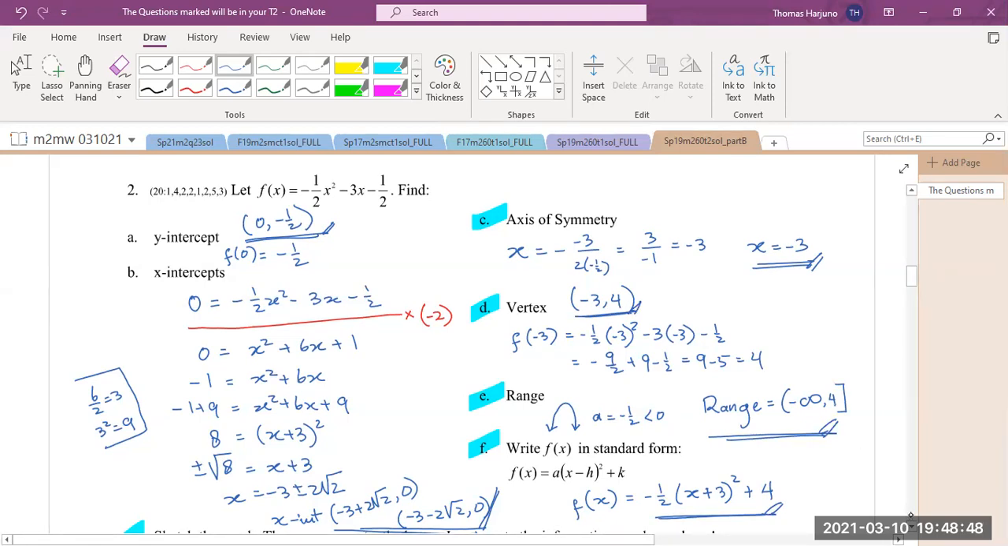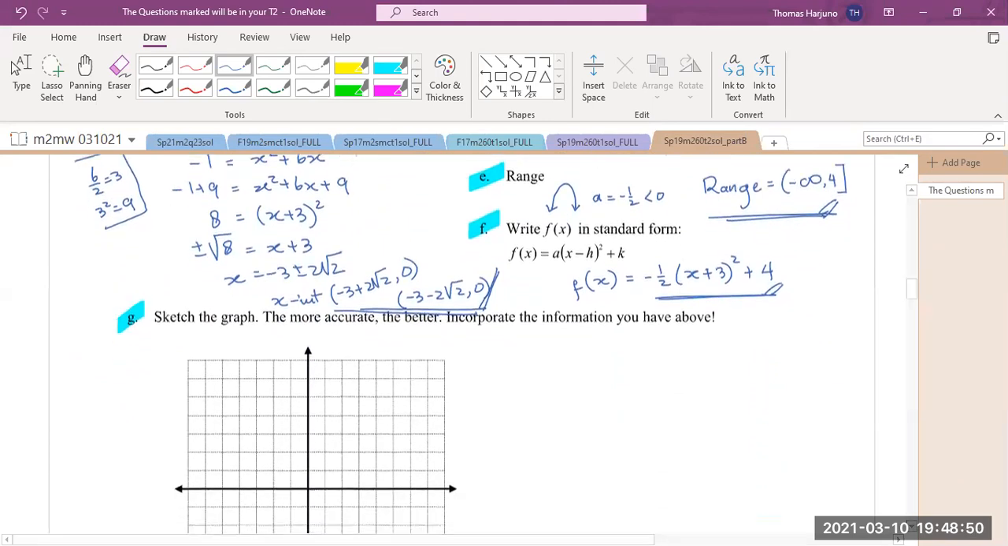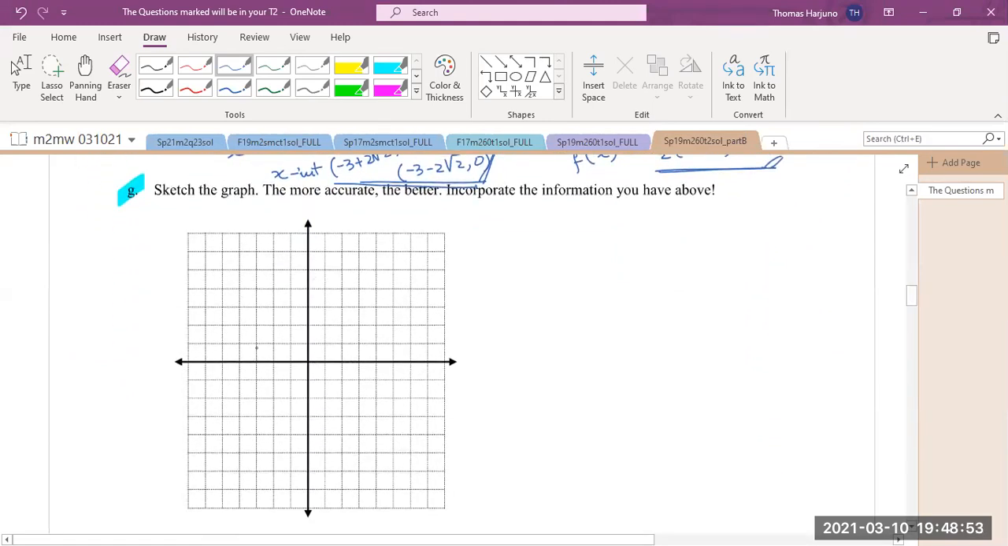How about the graph? Negative 3, comma 4. Let's see. Negative 3, comma 4, it's here. And the leading coefficient is negative 1 half. Left, right 1, go down 1 half. Left, right 2, go down 2. Left, right 3, go down 4.5. Remember, left, right 3 is supposed to go up 9, but because of negative 1 half, we go down 4.5. Left, right 4, go down 8. So this will be the graph.